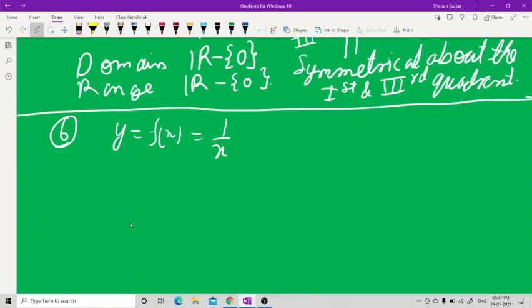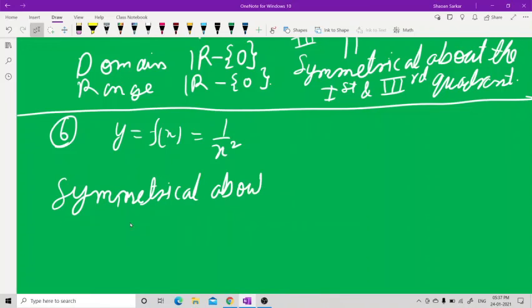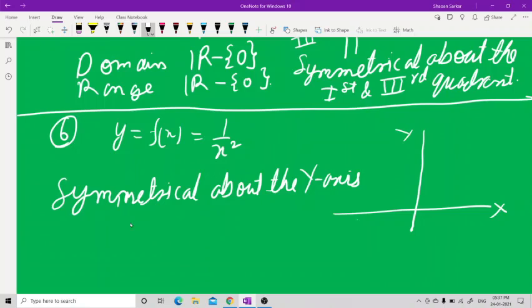equal to 1 upon x square. Now this will be symmetrical about the y-axis, why? Because of the square term. Now you see, the graph is like this, and the graph is somewhat like this. This is your x-axis and this is your y-axis. It will come like this, this will come like this.